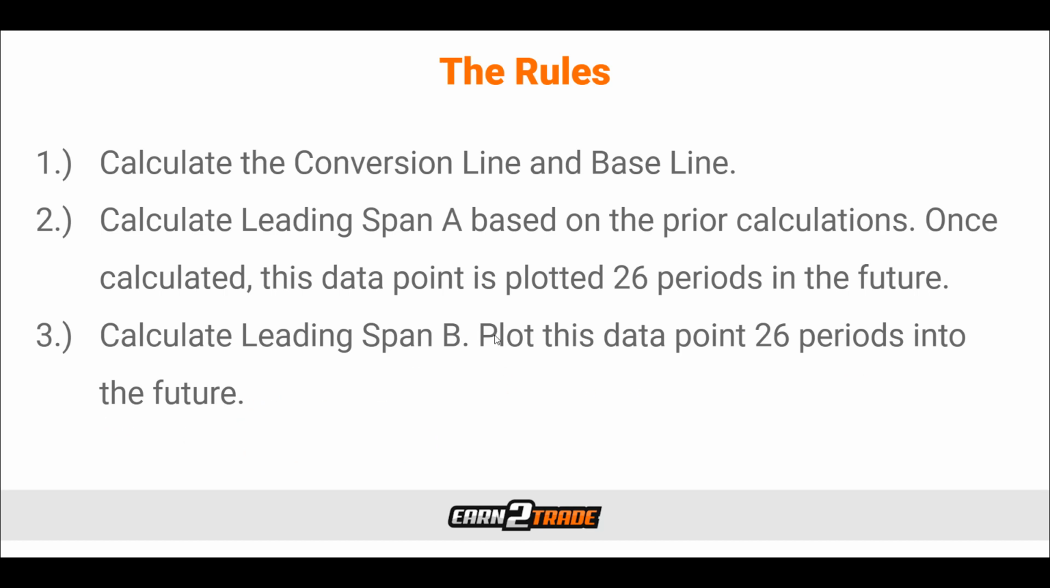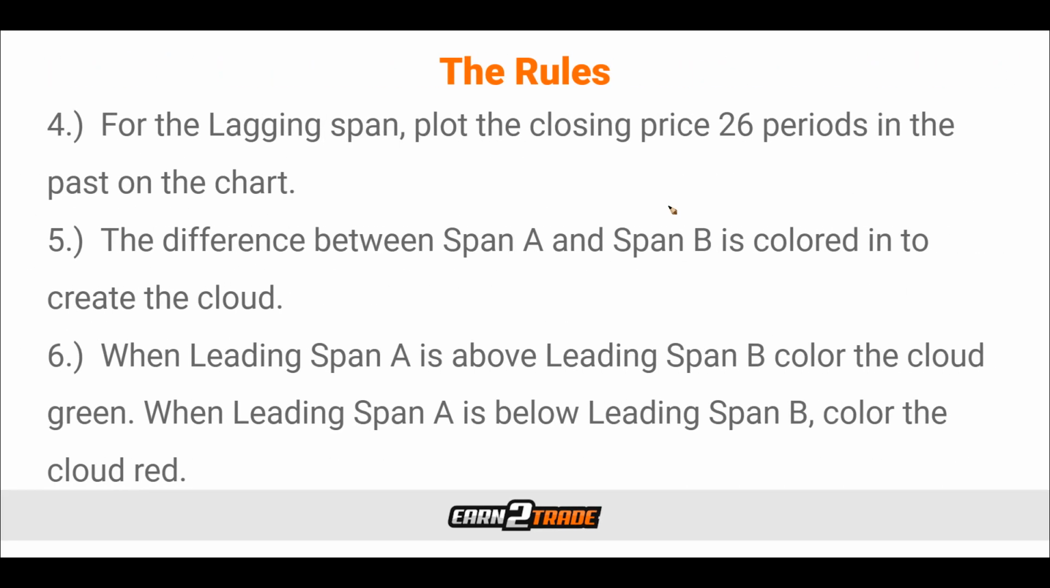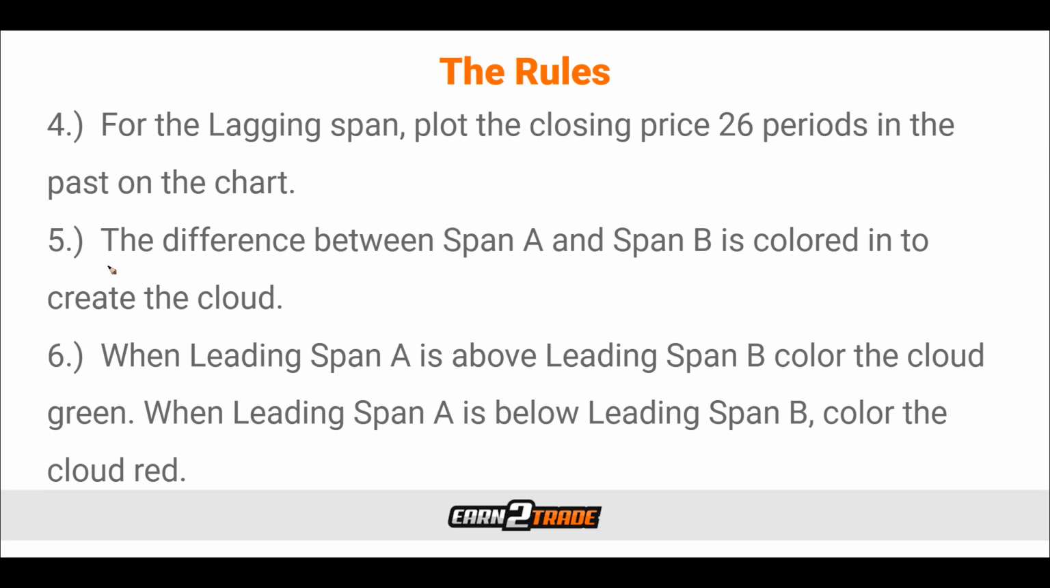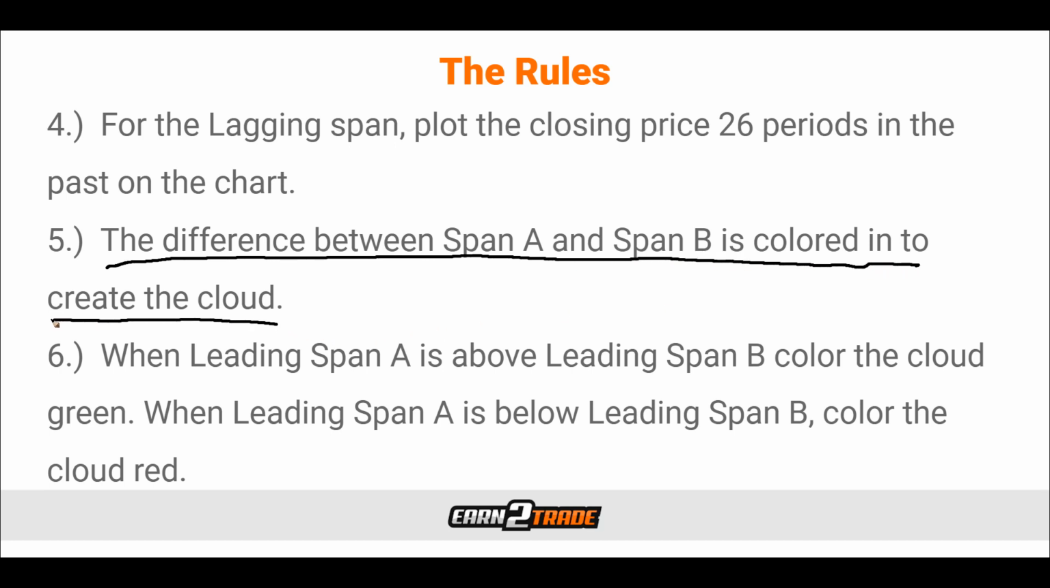Okay, everyone following along? And once again, guys, if I am going too fast for your notes, the beautiful part is just remember to rewind the video. For step 4, for the lagging span, plot the closing price 26 periods in the past on the chart. For step 5, the difference between span A and span B is colored in to create the cloud.